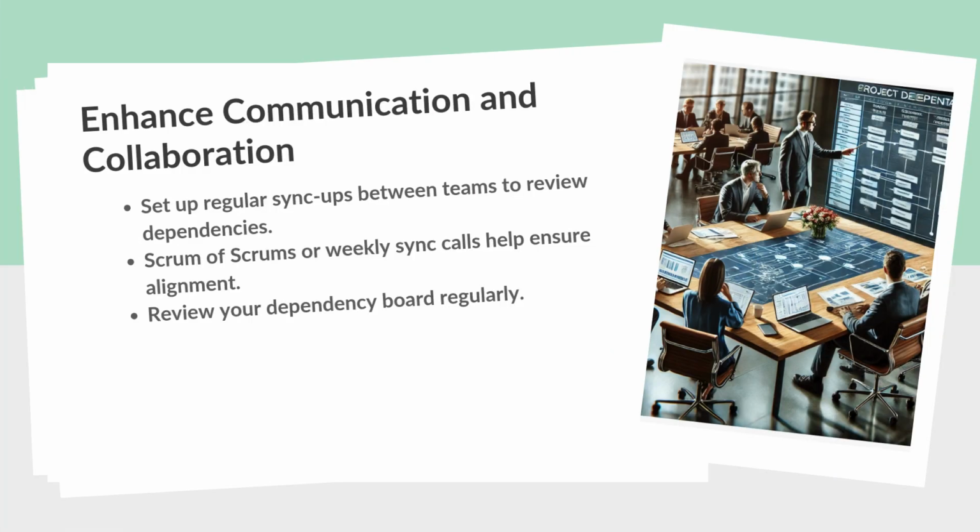Enhance communication and collaboration. Clear communication is the lifeblood of any agile team. Establish regular sync-ups between teams with interdependencies. This could be through Scrum of Scrums or weekly sync calls. During these meetings, review your dependency boards to stay updated on the status of dependencies and tackle any emerging issues promptly. This promotes alignment, reduces misunderstandings, and keeps everyone on the same page.